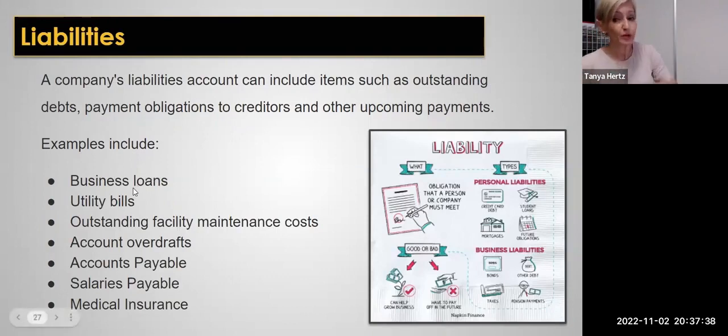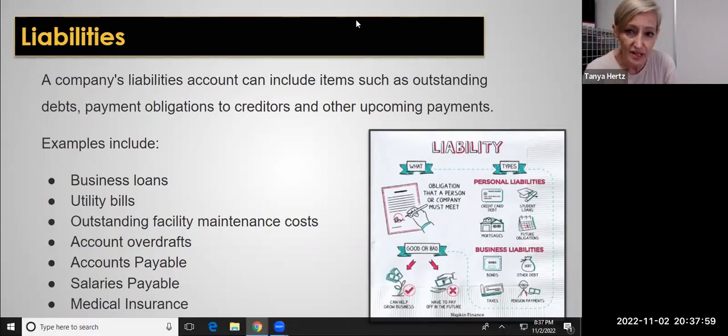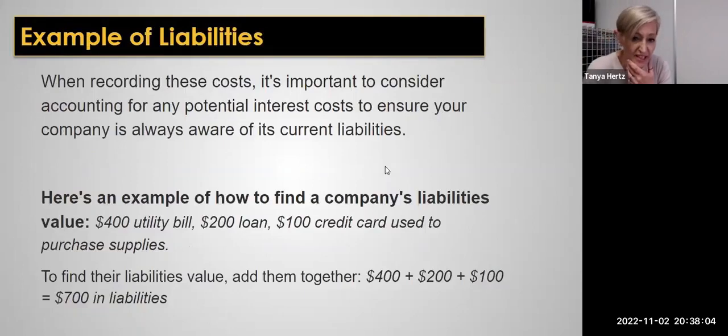So liabilities are what you owe. So anything that will reduce your overall equity, anything that you need to pay, any debts, payment obligations, credit cards that you need to pay, any upcoming payment. Those include loans, utility bills, outstanding maintenance costs, overdraft fees, all of your accounts payable, all the salary that you owe, any insurance, anything that you owe, any bills that you have. And when you're recording your bills, your costs, it's important to consider any interest or any potential interest costs to make sure that you're always aware of what your actual liabilities are.